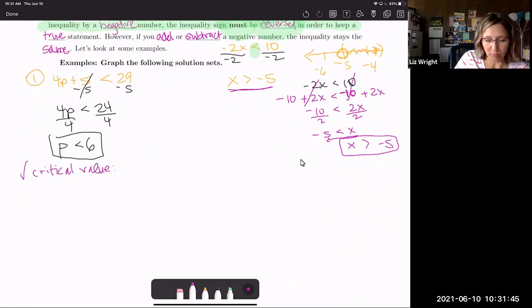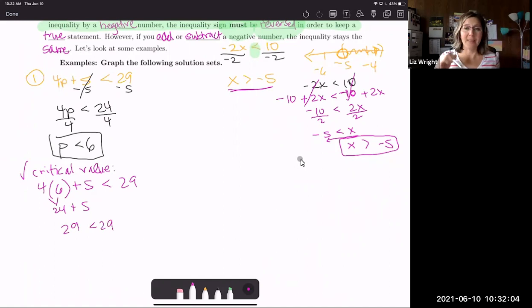So let's check that. So we're going to get 4 times 6 plus 5. Is that less than 29? Well, let's find out what happens. 6 times 4, that gives us 24, plus 5, that's going to give us 29. Is that less than 29? No, but we weren't checking our inequality at that point. We were just checking our critical value. When we check our critical value, this side should be equal to this side, and it is. So that means our critical value checked out.